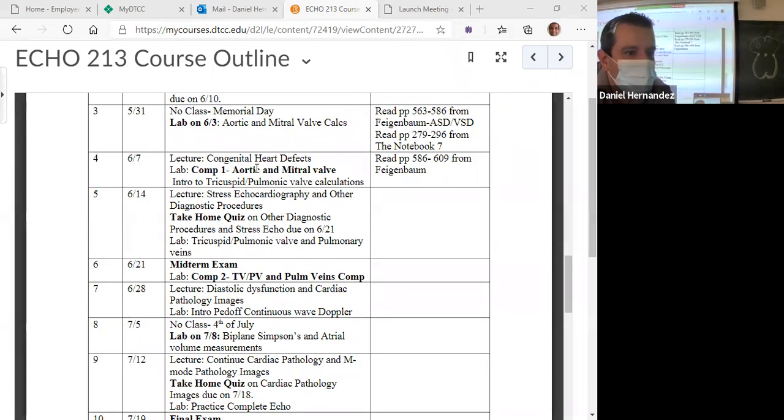Then we'll also get into the tricuspid and pulmonic valve calculations. That's also going to include measuring, assessing the right ventricle, like some of the tissue Doppler measurements that we do for the right ventricle as well. So our comps will be for the aortic and mitral valve calculations, and then the tricuspid and pulmonic and pulmonary vein. So the Doppler and calculations that we do for those things.